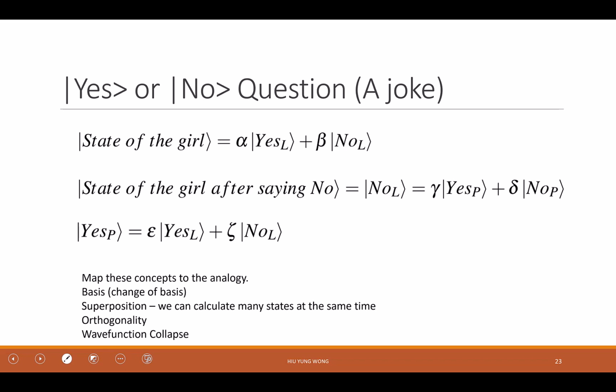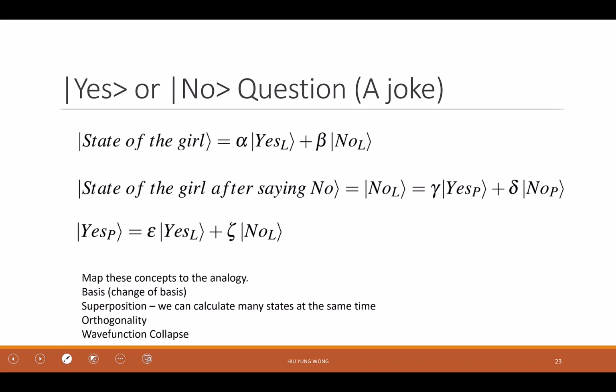A good analogy is, let's say a boy likes a girl, and you don't know if she likes you or not, right? So what is the state of the girl? It must be yes plus no, right? I guess some of you have this experience like me. Then what happened? Well, eventually you need to do a measurement, right? How do you measure?